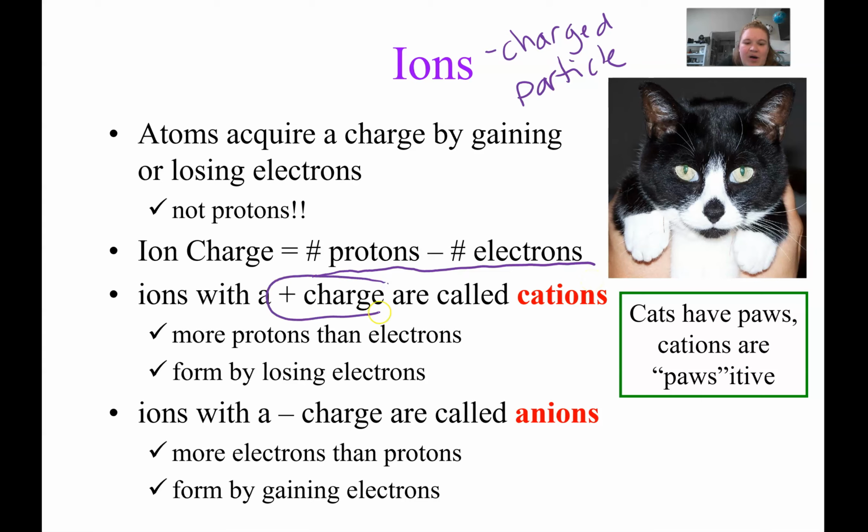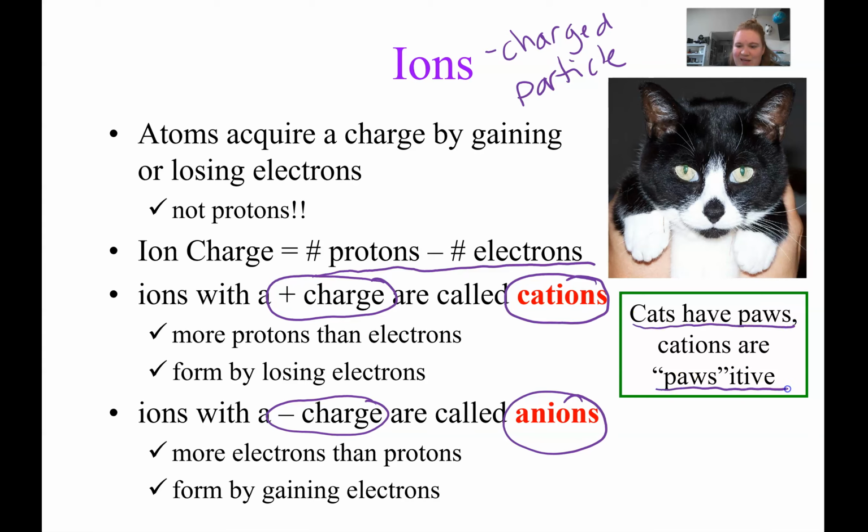When an ion has a positive charge, it's called a cation, and when it has a negative charge, it's called an anion. And this is Tommy Brown the cat here, and Tommy Brown is here to remind us that cations are positive because cats have paws. They're positive. And it's silly, but it will stick in your head because I think I learned that maybe when I was a freshman in high school, and I still remember that and I still use it. So in order to get a positive charge, our atoms have to lose electrons. And in order to get a negative charge, our atoms have to gain electrons.